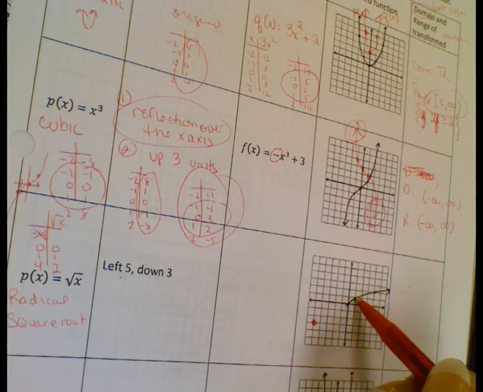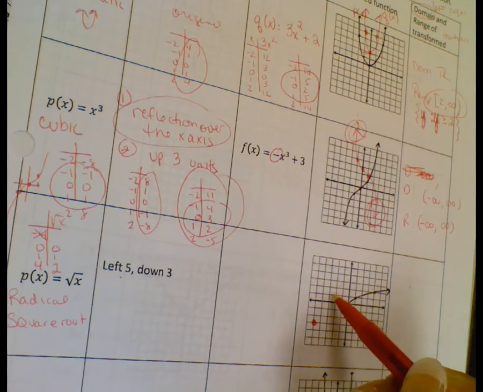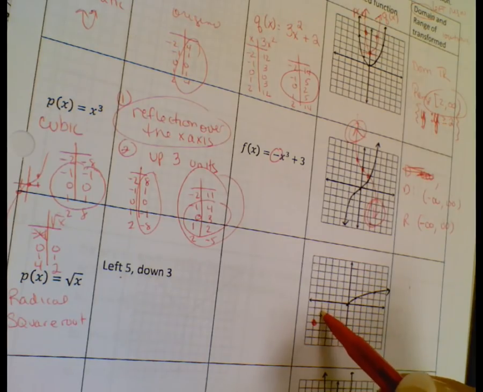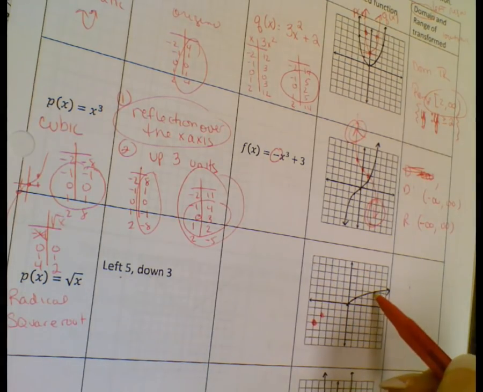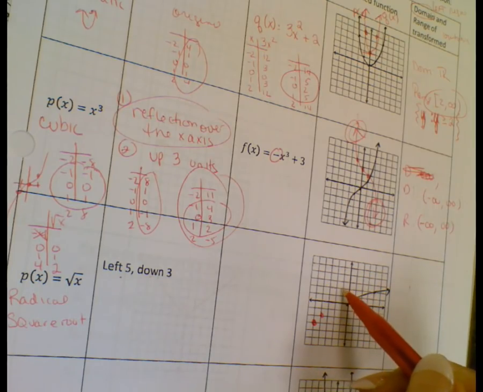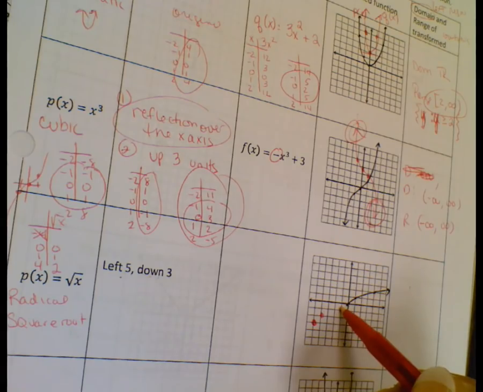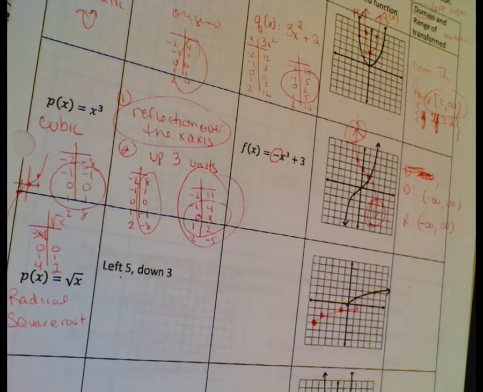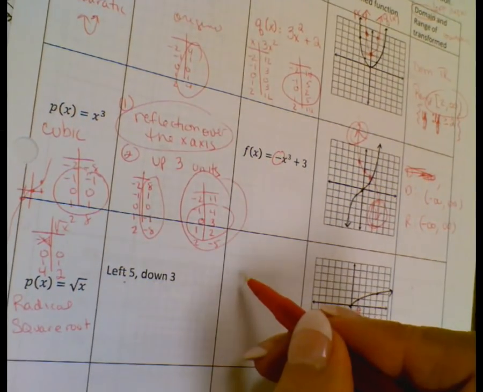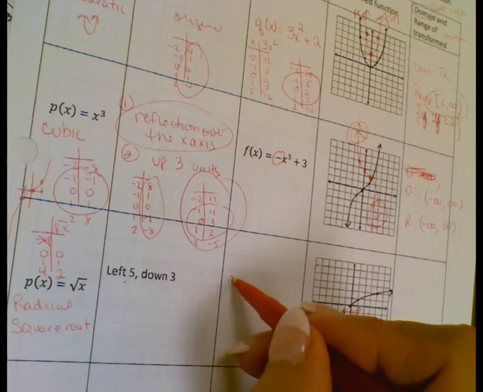Next point, go to your second point, the 1, 1. Go left 5, 1, 2, 3, 4, 5, down 3. This point, right now it's at 4, 2. If you go left 5, you'll be here, down 1, 2, 3. So this is your new graph. So how do you write that equation? Let's call it Q of X again.